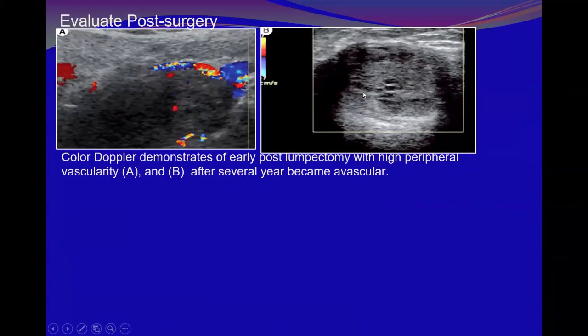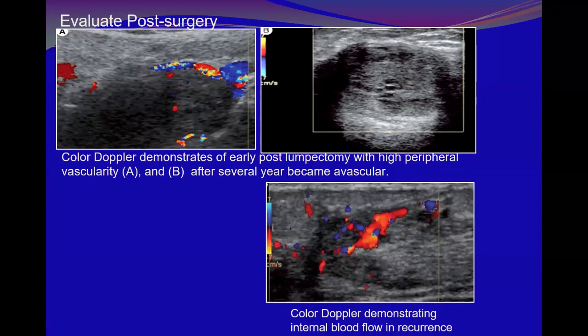It is also helpful in evaluating post-surgery. Okay, here we can see this is immediate post-surgery, a seroma cavity with surrounding, because of the post-surgical inflammation, a rim of vascularity. And this vascularity later on, because the inflammation is going to subside, will disappear. So if after disappearance, or later on, the patient demonstrates any vascularity, it will be worrisome, it will be suspicious, and we have to work up. As in this example, here we demonstrate internal vascularity in the surgical scarring, extensive vascularity due to recurrence.